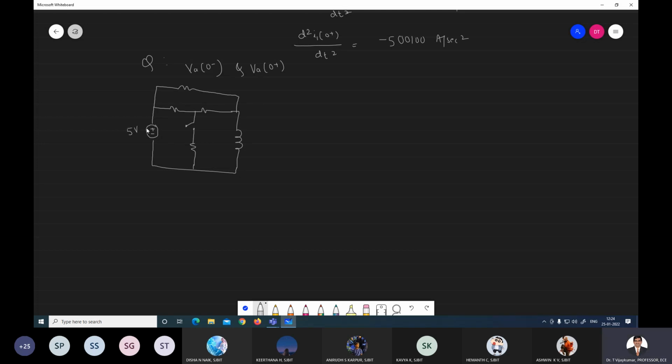This is your 5 volt source and this is the switch, that is K, and this is your 10 ohm and this is 2 henry, and this is your 20 ohm, and this is 10 ohm, and this is also 10 ohm, and this is the node, it is VA.